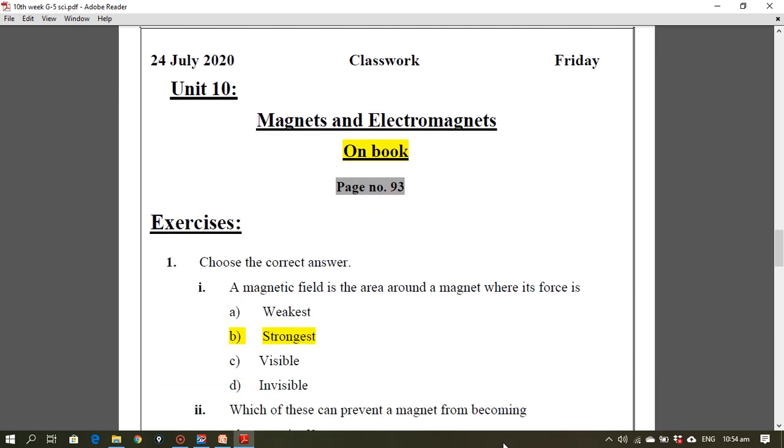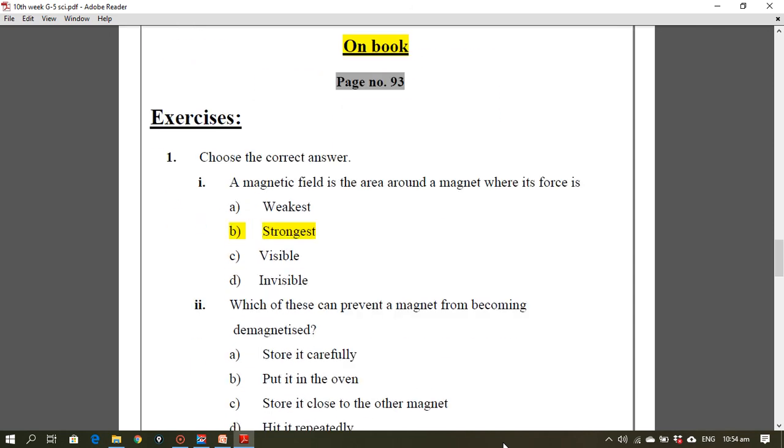Now we start our book work. You do the book work in your book. Open your page number 93. Question number 1 is choose the correct answer. A magnetic field is the area around a magnet where its force is weakest, strongest, visible, invisible. Answer is strongest.